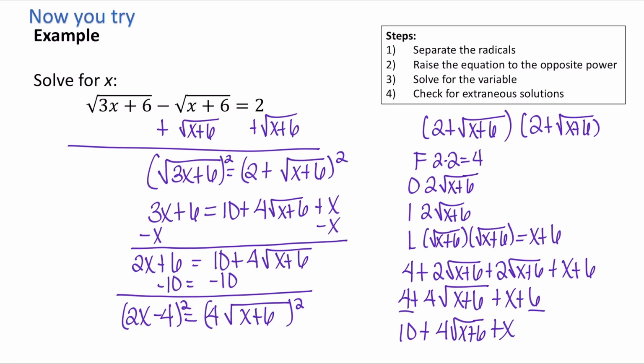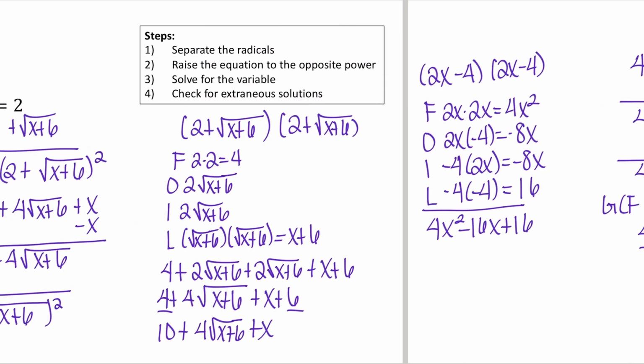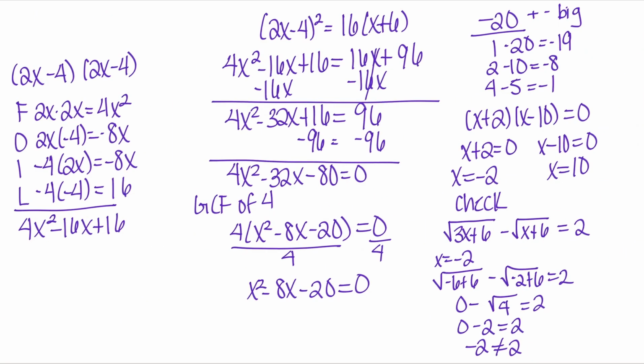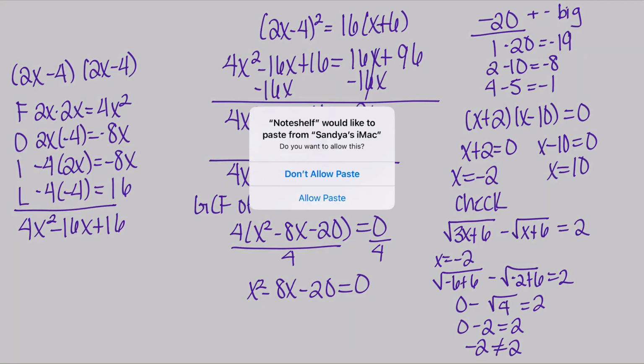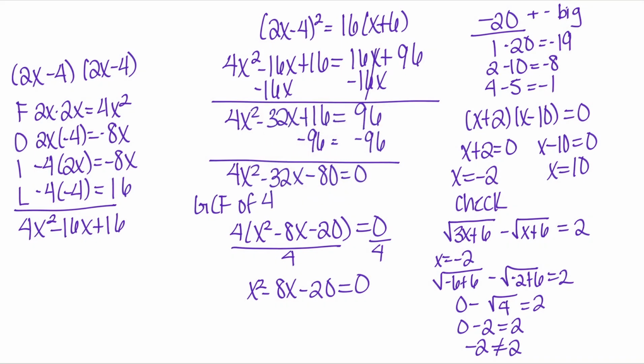And then what we do is we start moving over the terms to start isolating the radicals. So we subtract x from both sides, then we subtract the 10, and then finally we can square both sides in order to undo the radical. So when you square both sides, in this problem on the left side, you actually have a binomial. So we use FOIL to expand it out again. So that gives us 4x squared minus 16x plus 16 equals 16x plus 96.